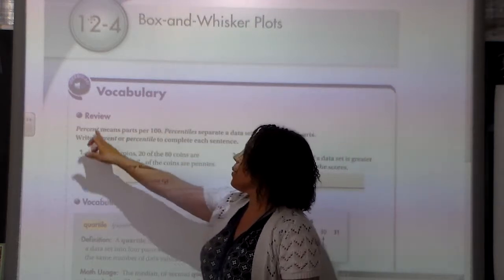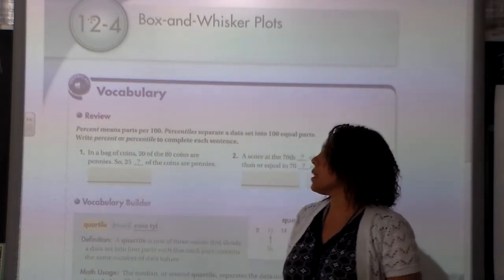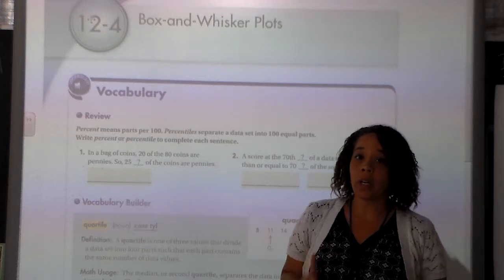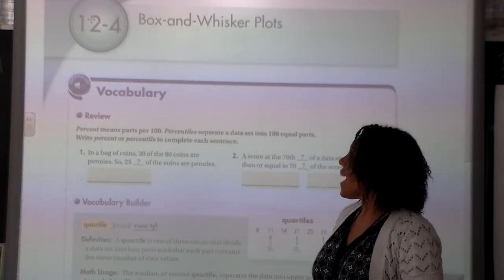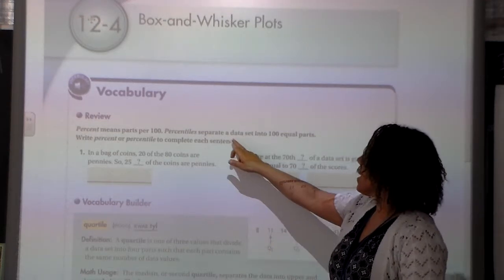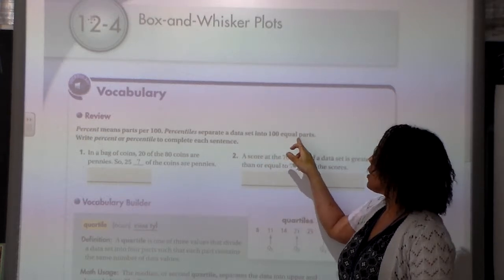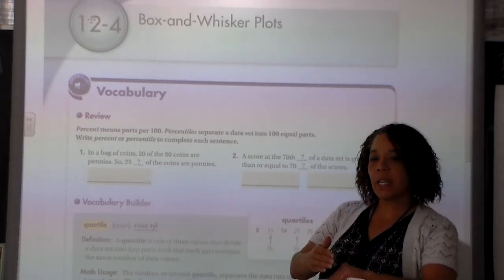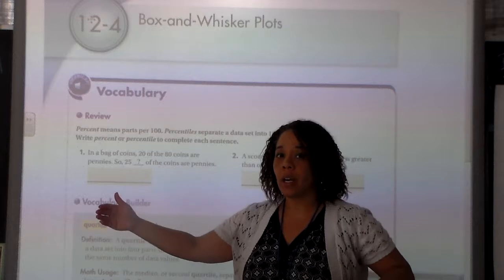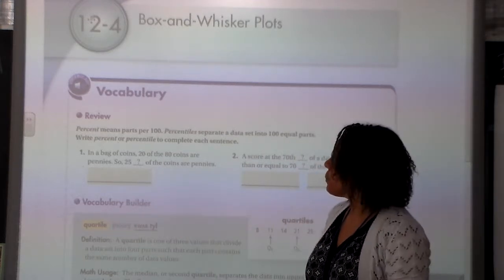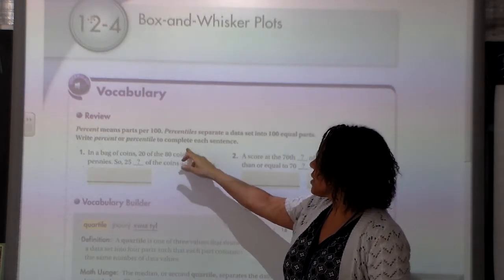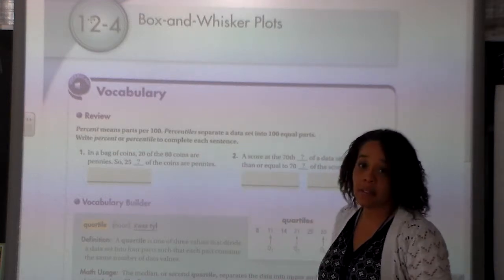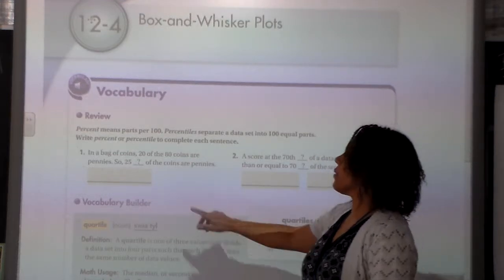So here for vocabulary review, it says percent means parts per 100. Percentiles separate a data set into 100 equal parts. Write percent or percentile to complete each sentence. So let's make sure we have an understanding of the words.